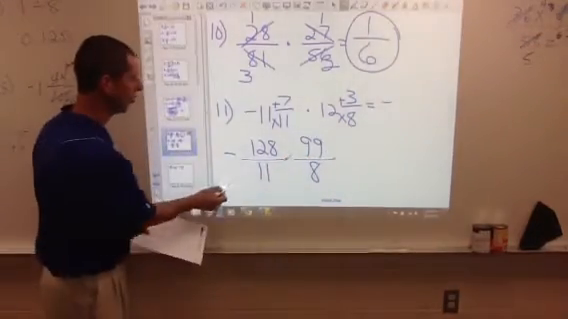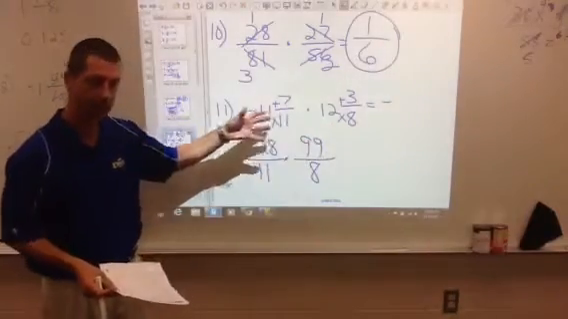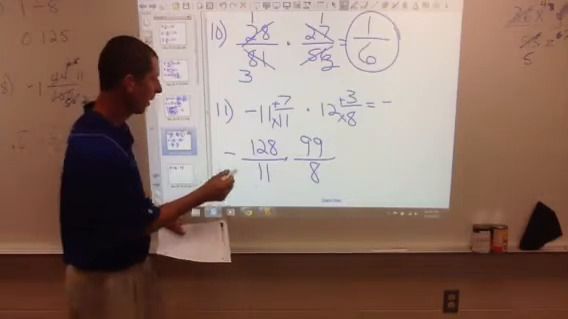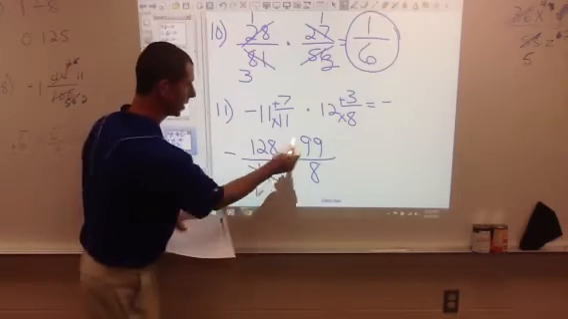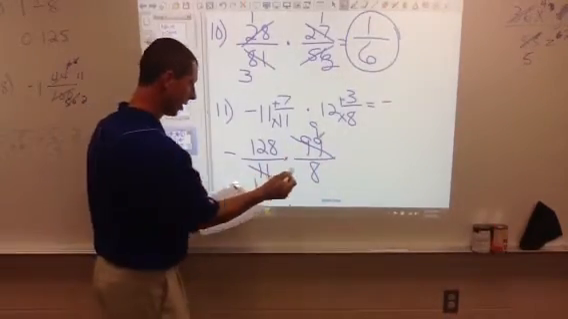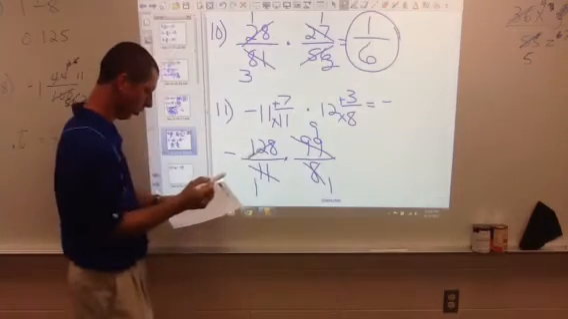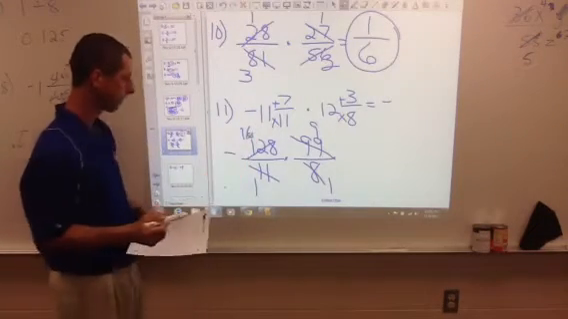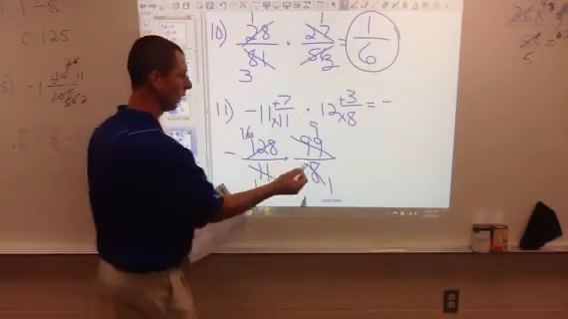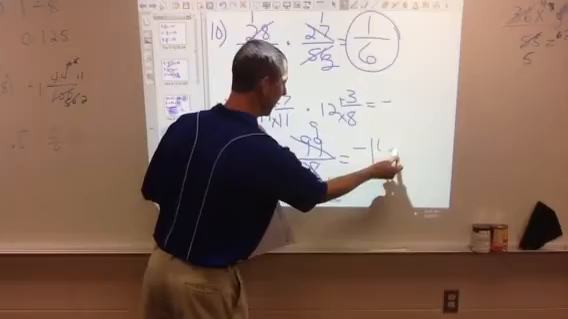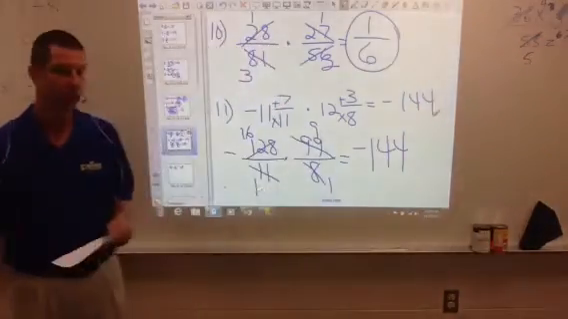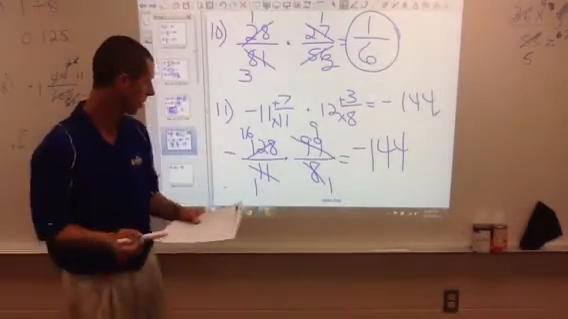Make sure, and you can use your calculator when you make them improper, or you can type these into your calculator and let it do the work for you. So we reduce here: 11 goes into 11 once, into 99 9 times. 8 goes into 8 once, and 8 goes into 128 16 times. That's it there. Now it's 16 times 9, which is 144. So you end up with negative 144 because we determined early that it's a negative answer. So negative 144 is the correct answer.